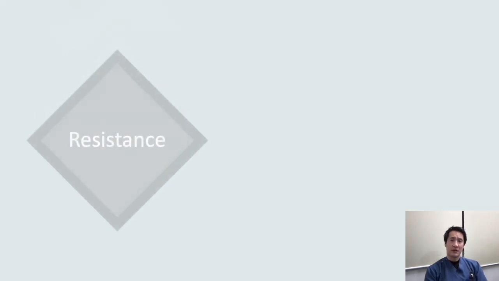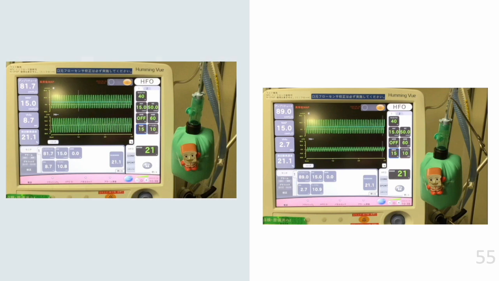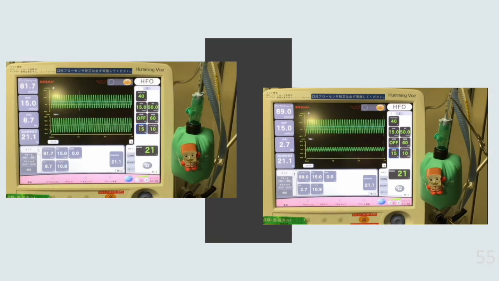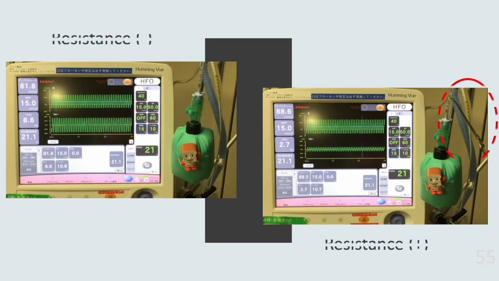And next, let's consider resistance from data using a model lung. Forceps were used to add resistance to the endotracheal tube connecting the ventilator to the model test lung. As a result, you can see that the tidal volume has decreased and the amplitude has increased.